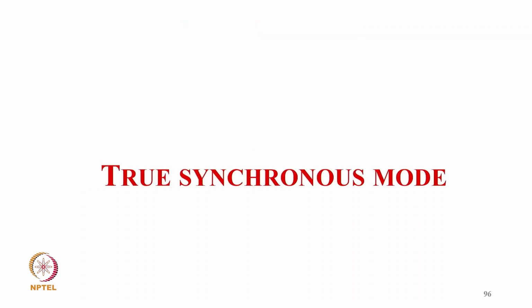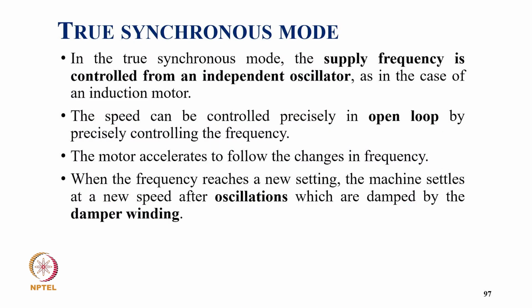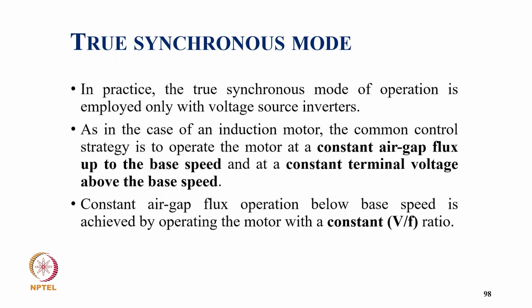Now coming to true synchronous mode of synchronous motor. In the true synchronous mode, the supply frequency is controlled from an independent oscillator, as in the case of an induction motor, and the speed can be controlled precisely in open loop by precisely controlling the frequency. The motor accelerates to follow the changes in frequency, and when the frequency reaches a new setting, the machine settles at a new speed after oscillations, which are damped by the damper winding.